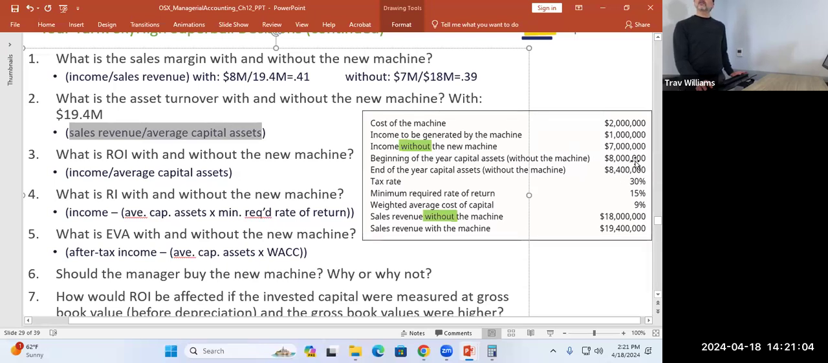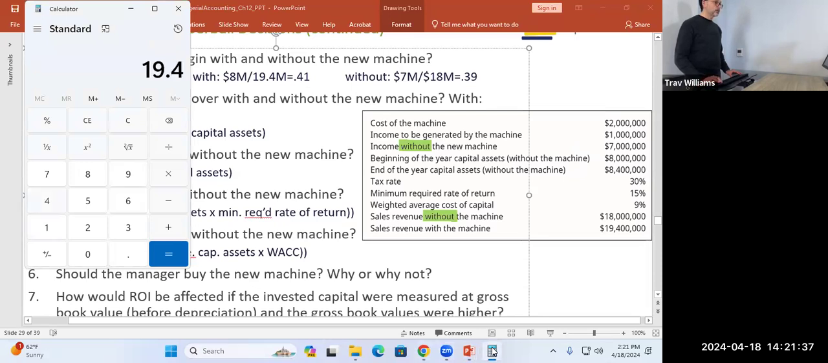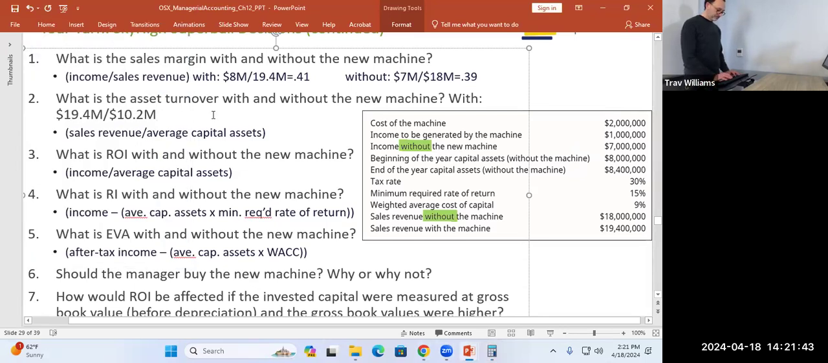But we want with the machine, right? Well, the cost of the machine is $2 million. So we just add that to the other assets. That means beginning with the machine is going to be 10 million. At the end of the year, it's going to be 10.4. Averages out to 10.2 million. Does that make sense? And let's see what that comes out to. 19.4 divided by 10.2, 1.9. That is our asset turnover.